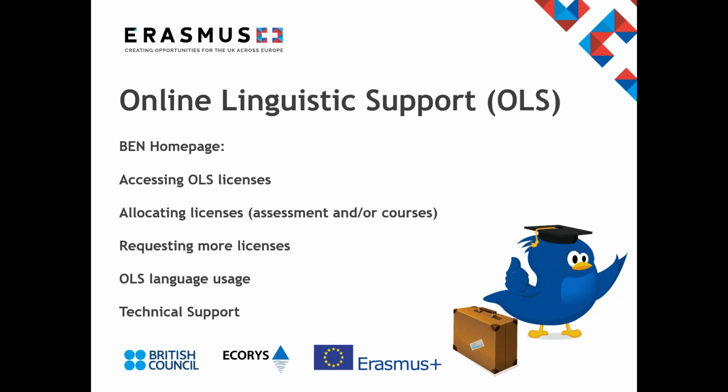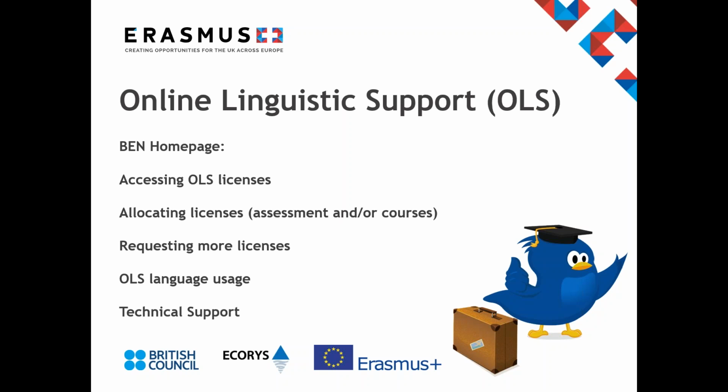So how are OLS licenses allocated? The NA will allocate beneficiaries with a number of licenses that are indicated in your grant agreement. The named OLS contact person in the application form will receive login details for the platform. Beneficiaries will be required to distribute the assessment licenses and course license to eligible participants.